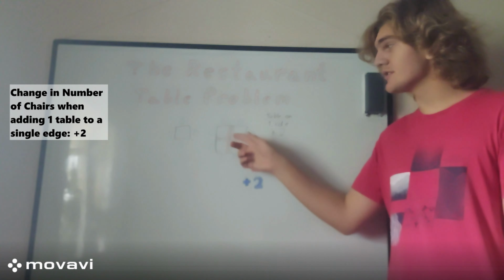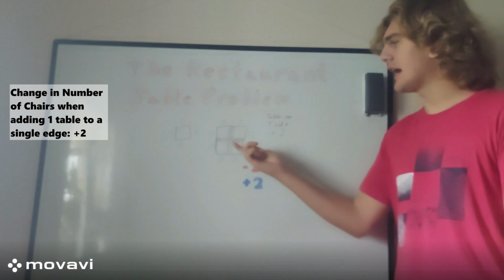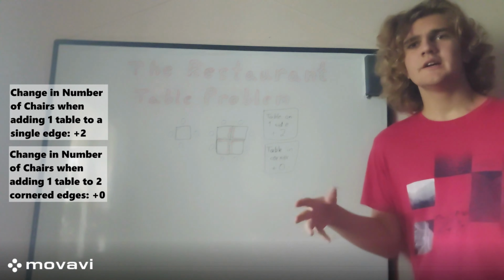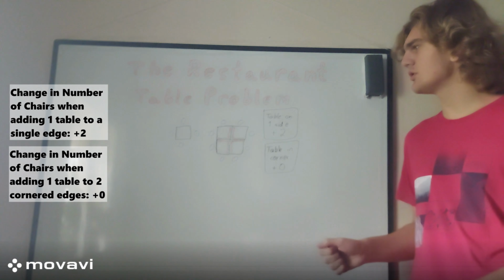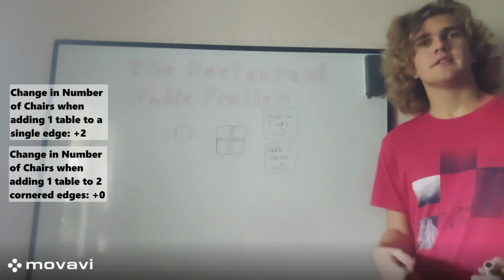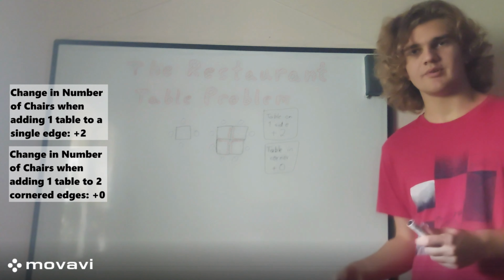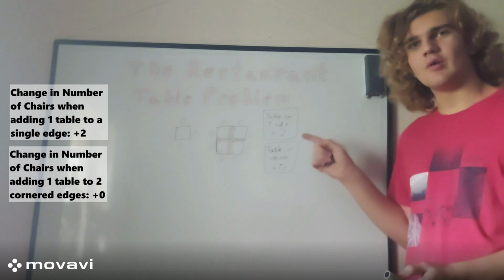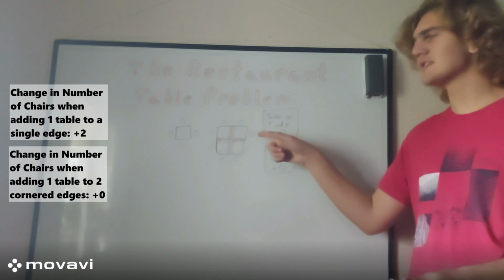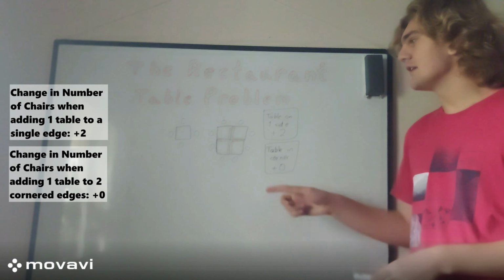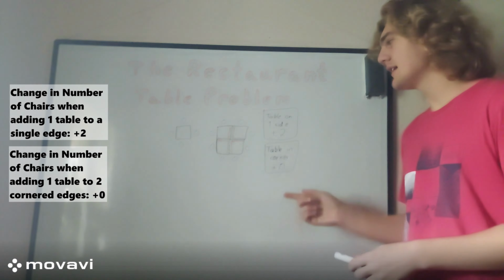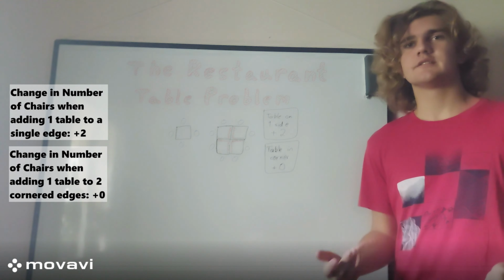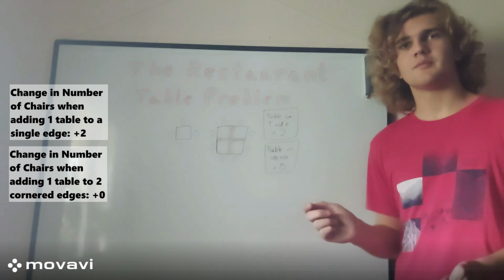So, whenever there's this sort of corner shape and we add a table, there's not going to be any change in the number of chairs available. So, our little investigation has just told us a little bit more about the structure of our growing tables and how the number of chairs will change. The number of chairs will only change when we're connecting to one side of the table. But if we're connecting to 2 sides, then there's not going to be a change at all. So let's see what this looks like if we continue this pattern for more and more tables.